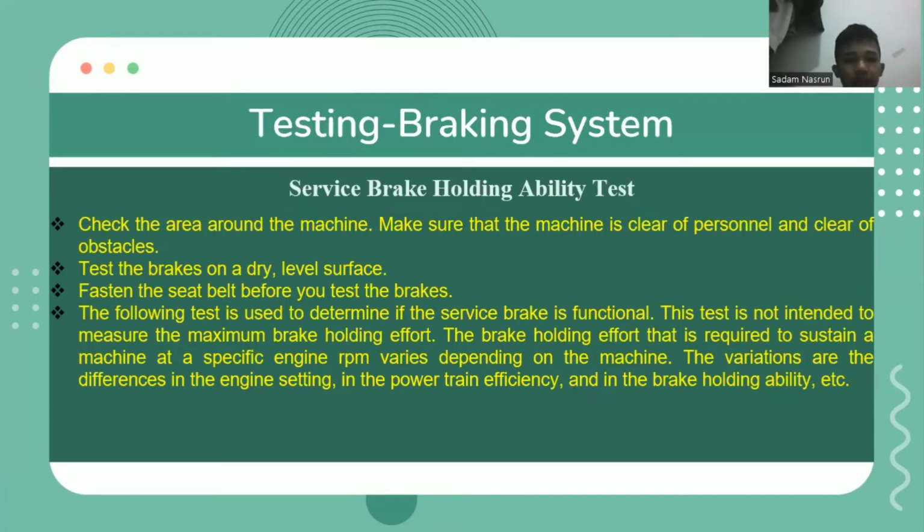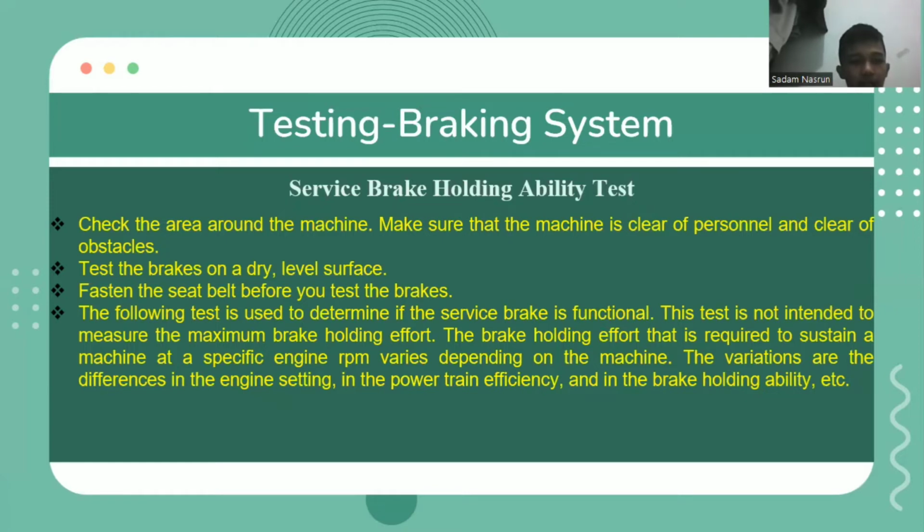Next, testing the braking system. Service brake holding ability test. The steps: number 1, check the area around the machine. Make sure that the machine is clear of personnel and clear of obstacles. Number 2, test the brake on a dry level surface. And number 3, fasten the seat belt before you test the brake.